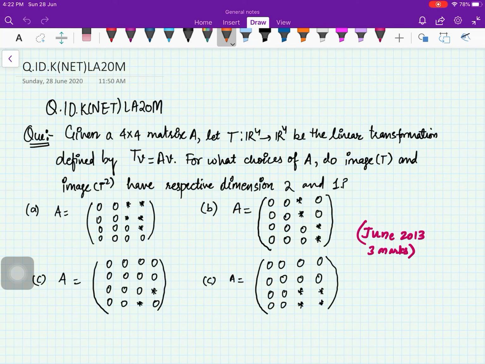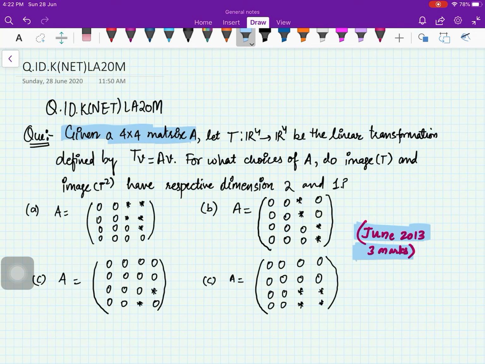This is our video in the series of previous year's UGC NET questions, and here we are solving problems based on linear algebra. This particular problem is based on linear transformation and the matrix representation of linear transformation. This problem was there in June 2013. It was of 3 marks. Let us look at the statement and let us try to solve it.